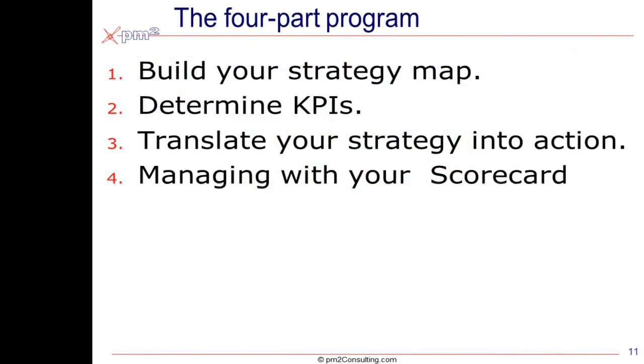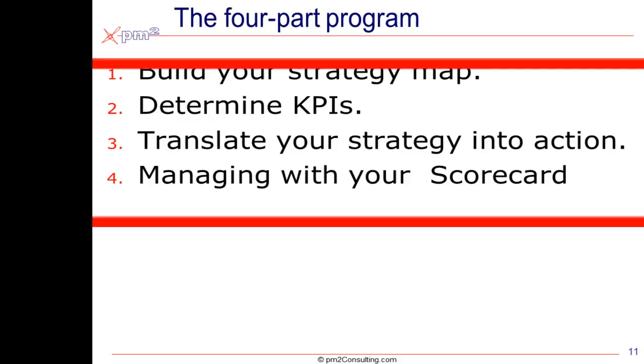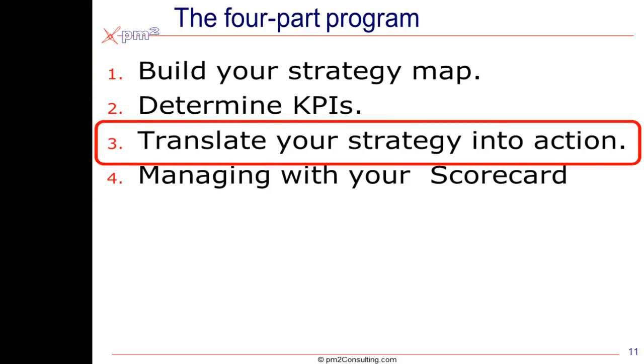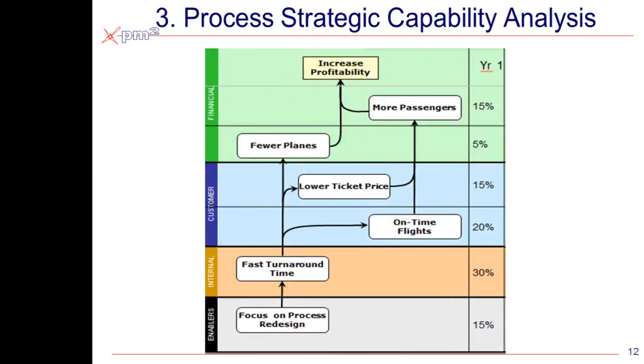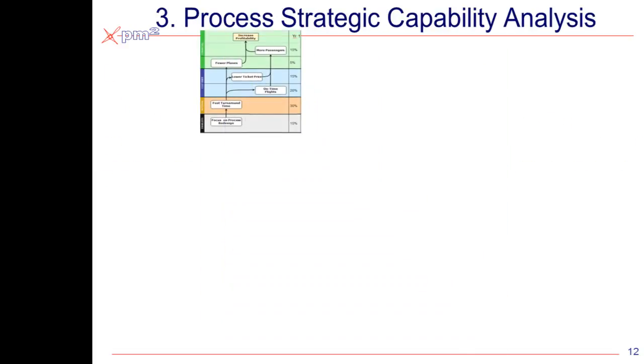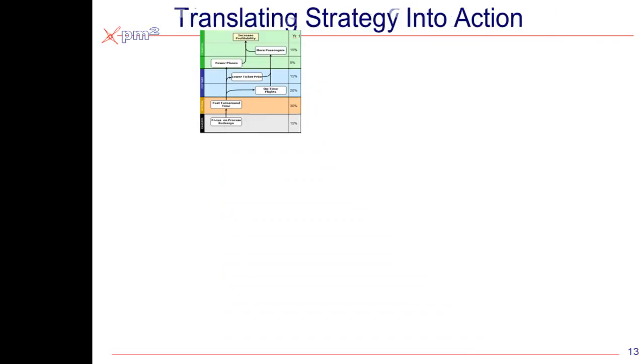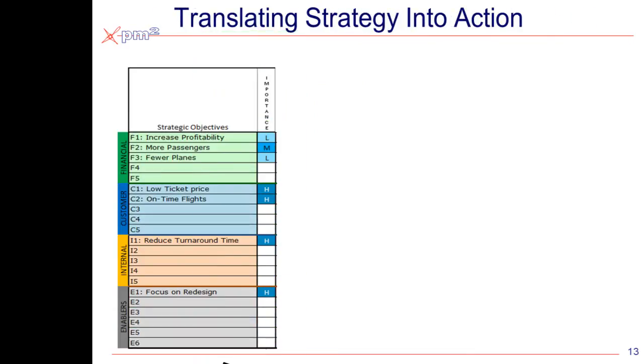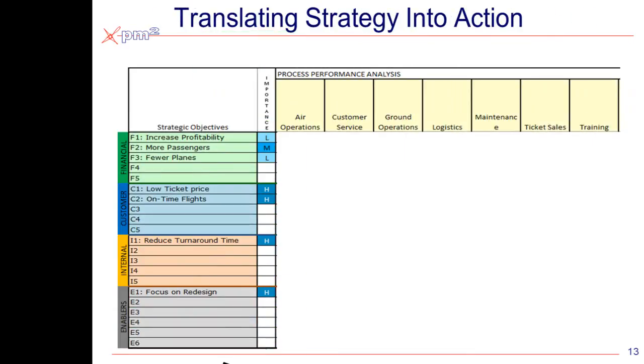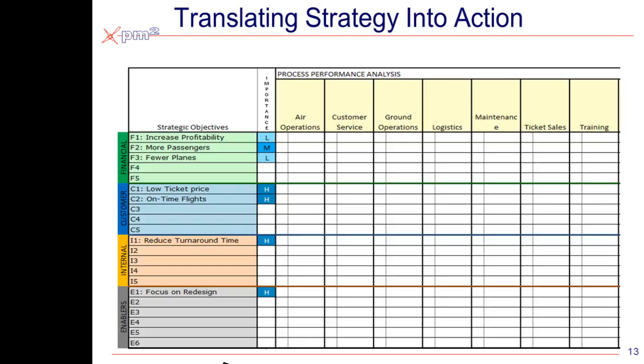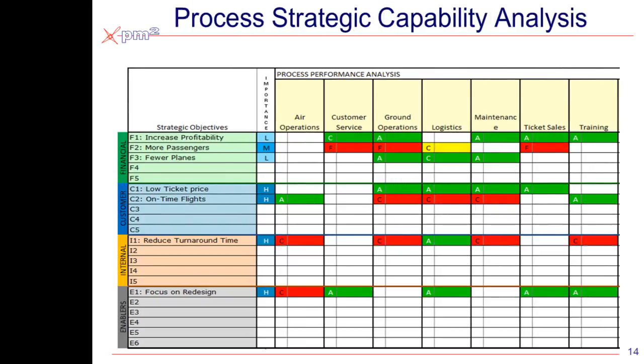The third webinar is going to take the next level of detail. How do we translate our strategy into the processes and projects that we live and work in day to day? To do that, we're going to take that same strategy map and list those objectives down the left side of a grid, and across the top we're going to list off your core processes. By analyzing how well each process supports each strategic objective, we can begin to build out strategy-based dashboards.